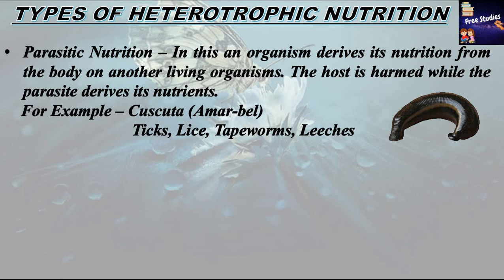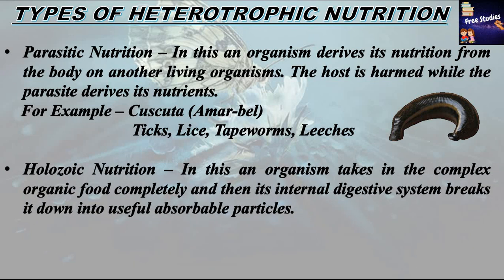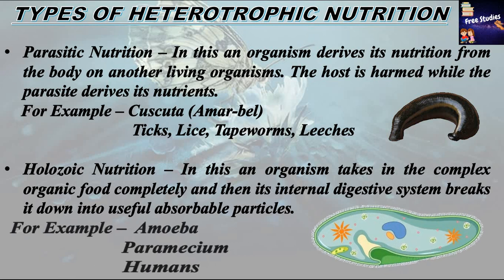Holozoic nutrition. In this, an organism takes in the complex organic food completely and then its internal digestive system breaks it down into useful absorbable particles. For example, amoeba, paramecium, and most important, humans.